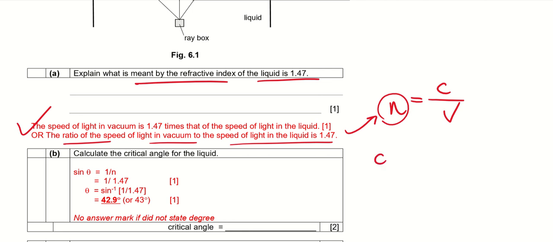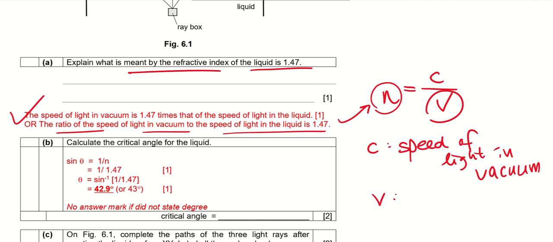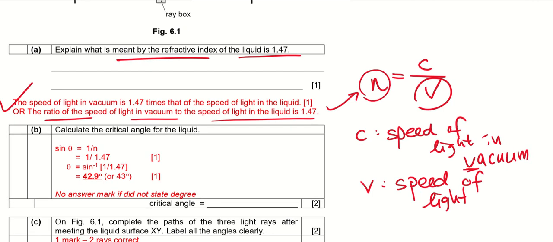Now, just take note, C is actually speed of light in vacuum. Although we use V, this is the speed of light in medium. So please don't mix up. Although vacuum starts with V, we use C to represent the speed of light in vacuum. So V will be the speed of light in medium.